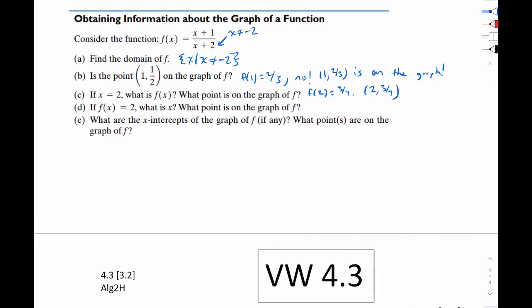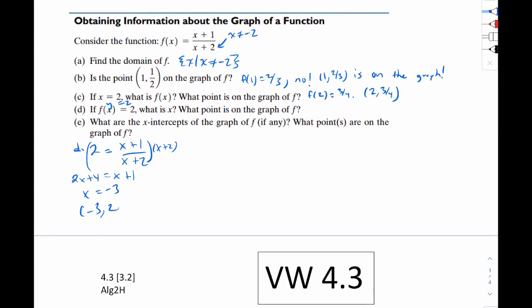If f of x equals 2, so be careful on this. I'll do it down here. If f of x equals 2, that would mean y should equal 2. So you've got to plug in 2 to the y portion. And let's solve that. Multiply by x plus 2. So that's 2x plus 4 equals x plus 1. x equals -3. So the point should be -3, 2.